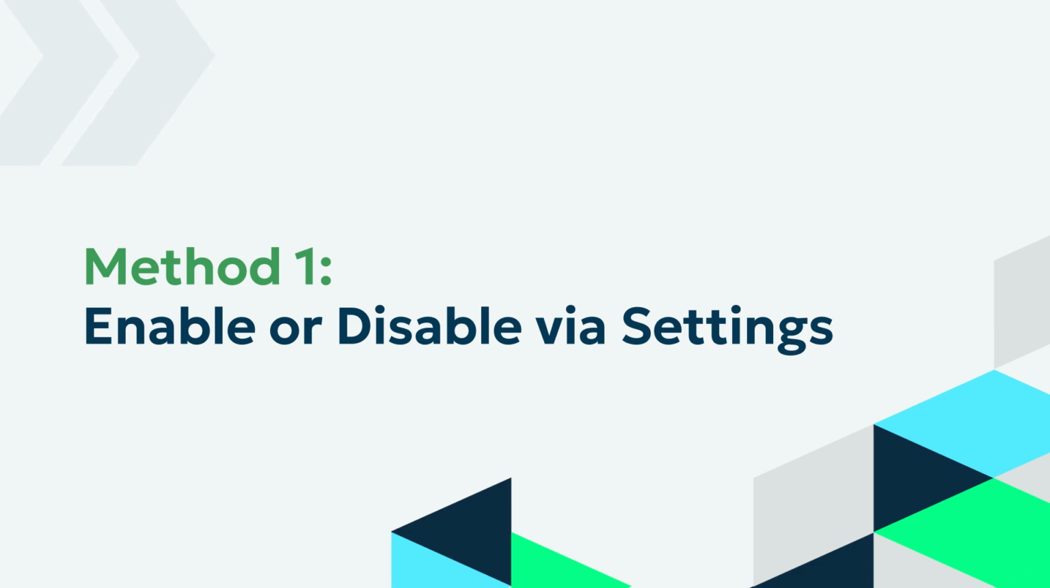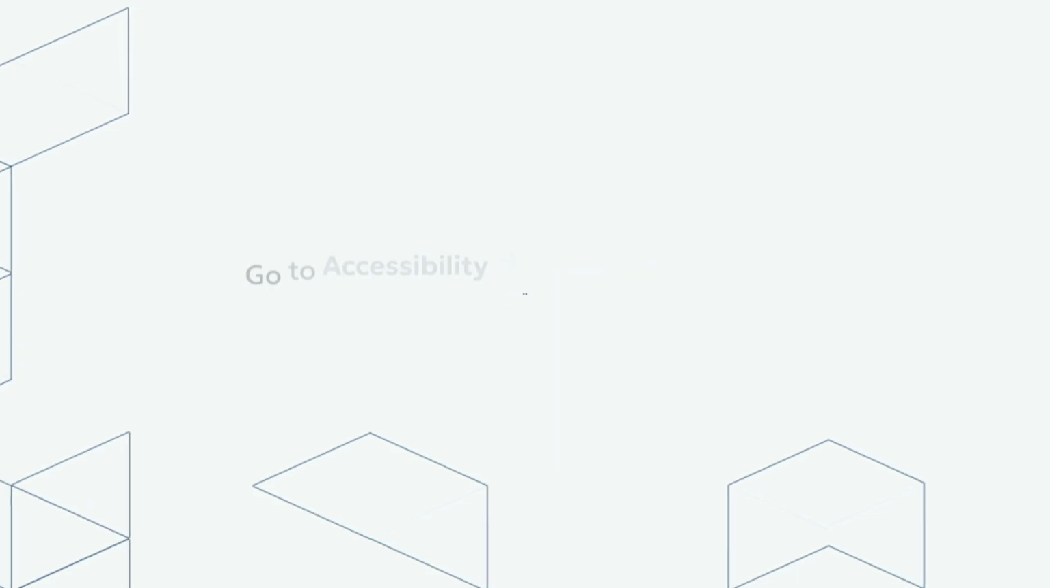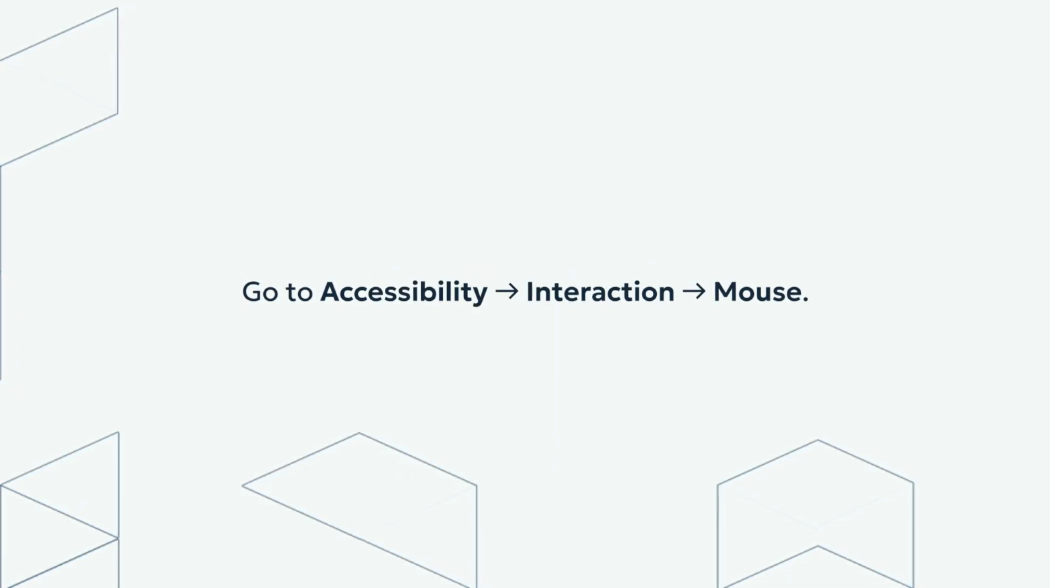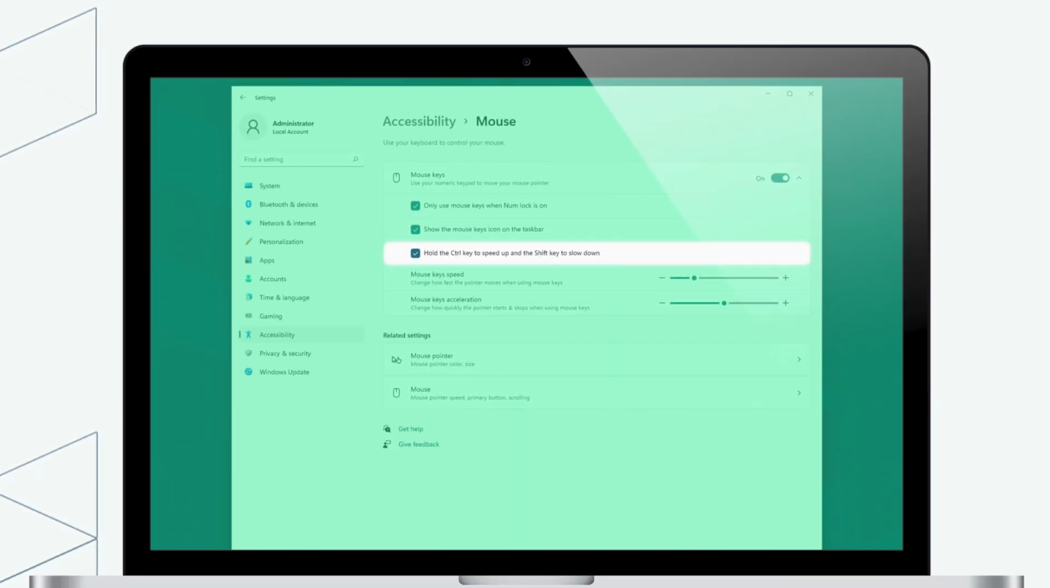Method 1. Enable or disable via settings. For this method, press Window+I to open Settings. Go to Accessibility, Interaction, Mouse. Toggle mouse keys on or off. Use Ctrl to speed up and Shift to slow down the pointer. You can also adjust other options, but this method has limited controls.